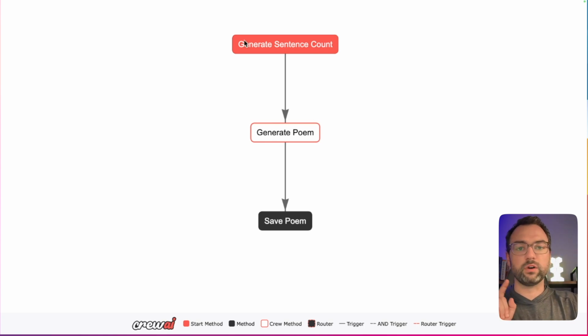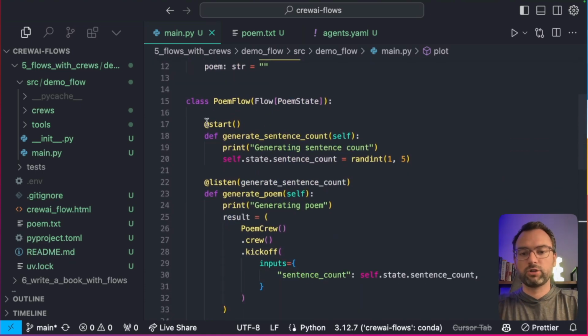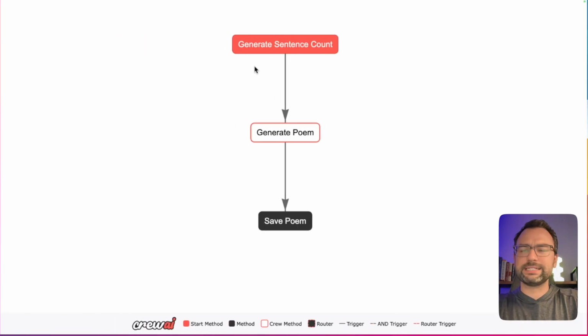So first things first, we have up top our generate sentence count. And this is denoted as an orange method because it's represented by start. So start is an orange block. And that's exactly what we had over here inside. Our start method was generate sentence count. That's exactly what's right here.